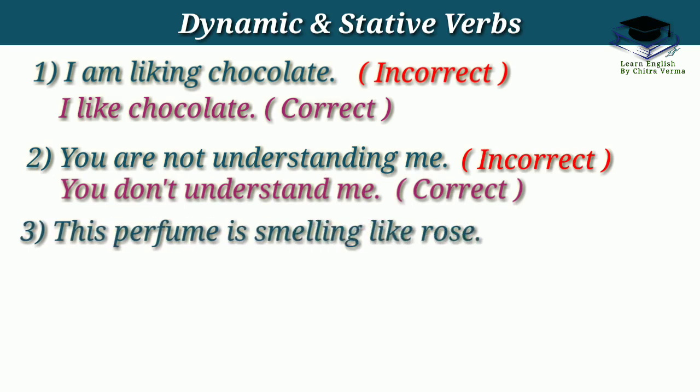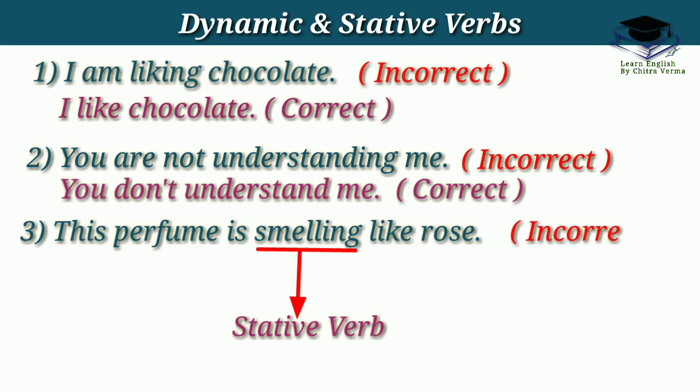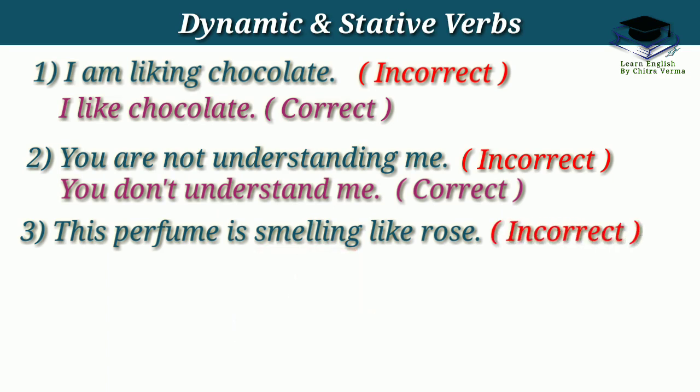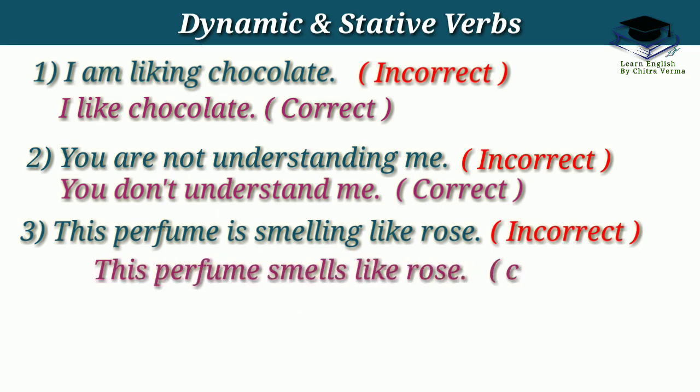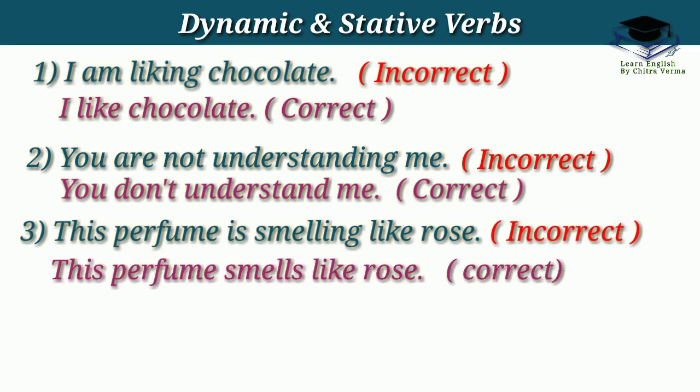This perfume is smelling like rose. Here the verb smell belongs to our senses. This verb is not describing any action. So it is a stative verb and it cannot be used in progressive tense. So this sentence is incorrect. The correct sentence is, this perfume smells like rose. Now come to the next example.